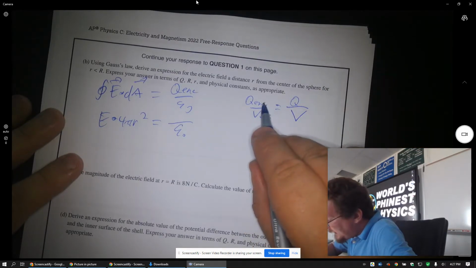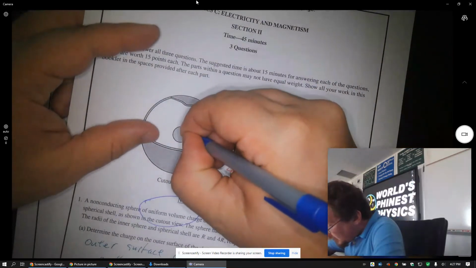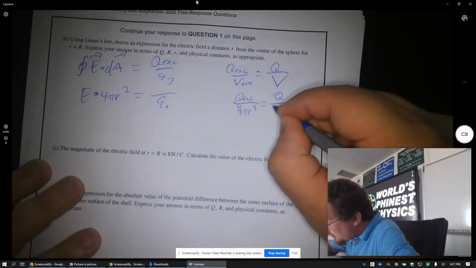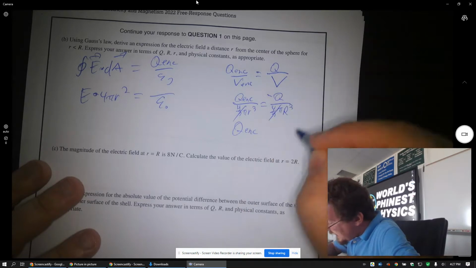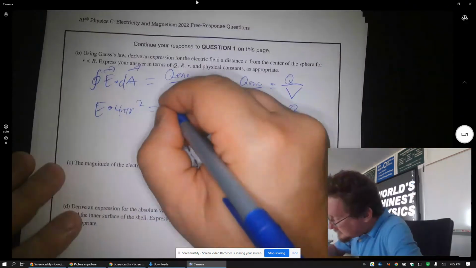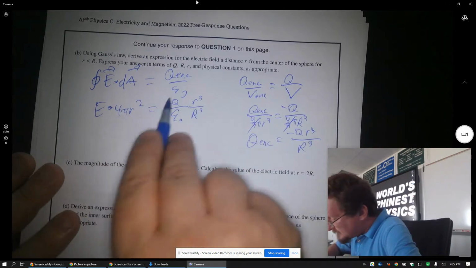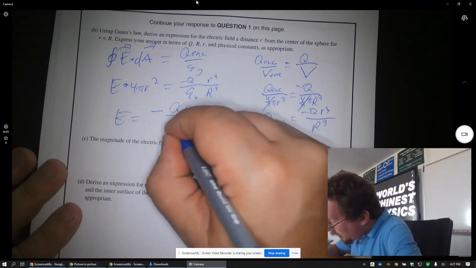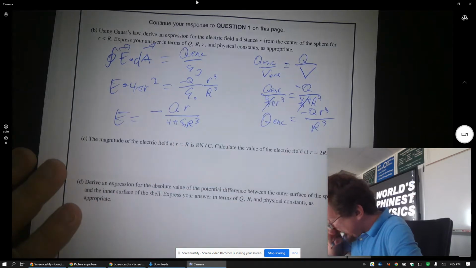So Q enclosed over the volume enclosed. When I enclose up to little r, the volume is 4/3 pi little r cubed, and that's Q over 4/3 pi big R cubed. Get rid of the constants, and you get a negative. I don't know if anybody cares about the negative. Let's plug that in here, and this cancels out, and you get E equals negative Q times r over 4 pi epsilon naught big R cubed, negative for direction.